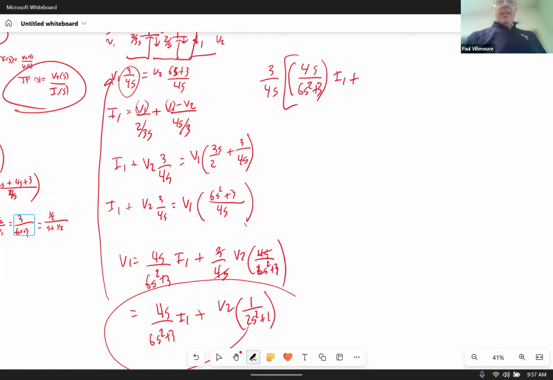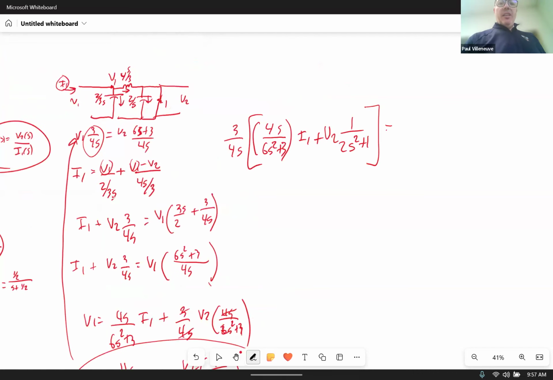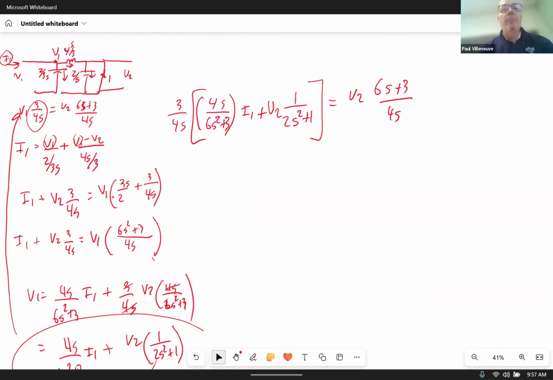Okay. So that's plus V2 times 1 over 2s squared plus 1. And that's going to equal V2 times that term. Now I only have I1 and V2 in my equation, so I've got my transfer function. I just got to do a little bit of math to make this work.